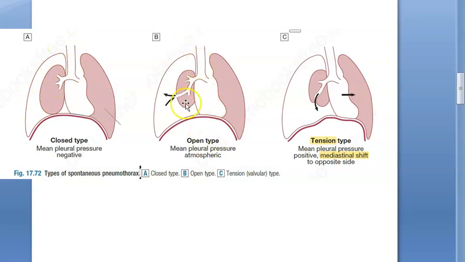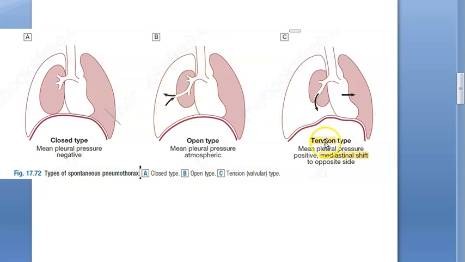Now coming to the open type, there is communication, air can enter, air can leave. So the pressure will be like atmospheric pressure, you can say. And here there can be infection because it is open and air is going in and out. So this person can go into empyema, infection.